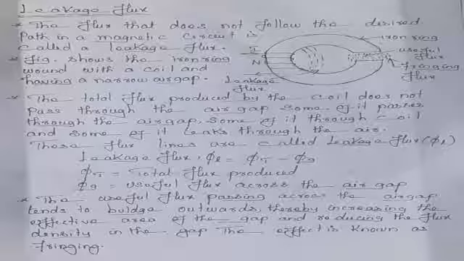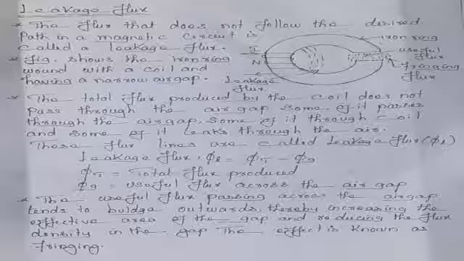The total flux produced by the coil does not pass through the air gap. Some of it passes through the air gap, and some of it leaks through the air. These flux lines are called leakage flux phi L. So leakage flux phi L is equal to phi T minus phi G, where phi T is the total flux produced and phi G is the useful flux across the air gap.